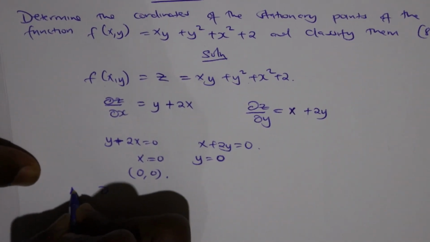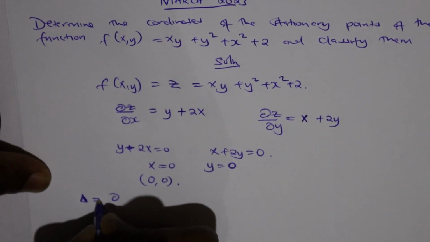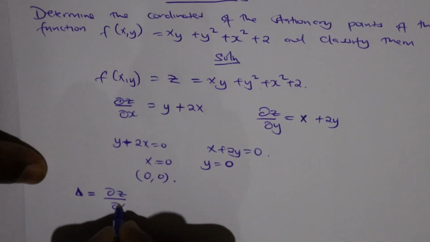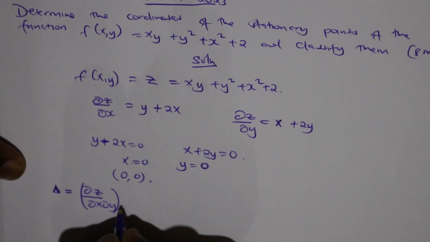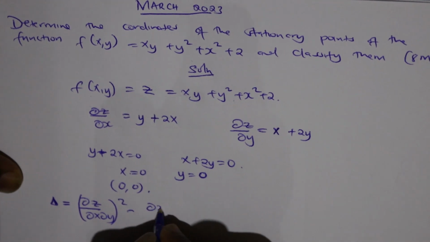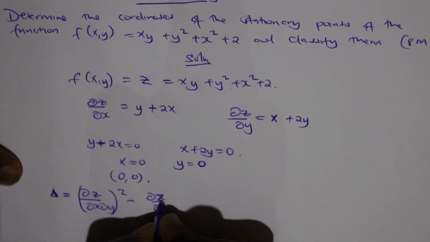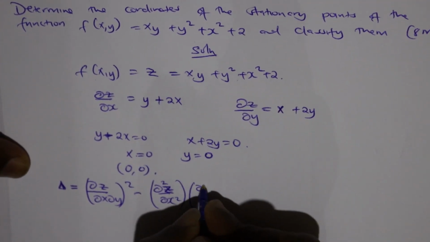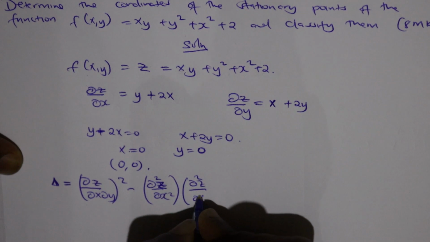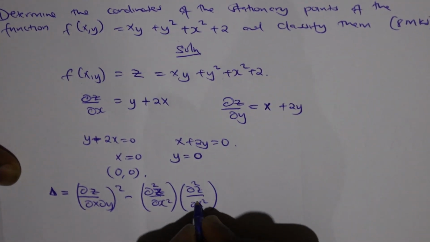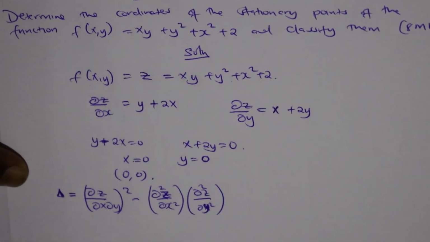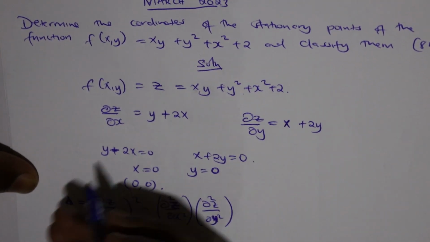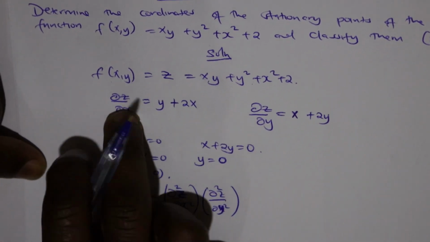So you're supposed to get this change here. So the change will be given by d²z/dx² times d²z/dy² minus (d²z/dxdy) squared. So we have our d²z/dy². We're supposed to get this term, and this, and this. Now we had already differentiated once, so differentiate it again.